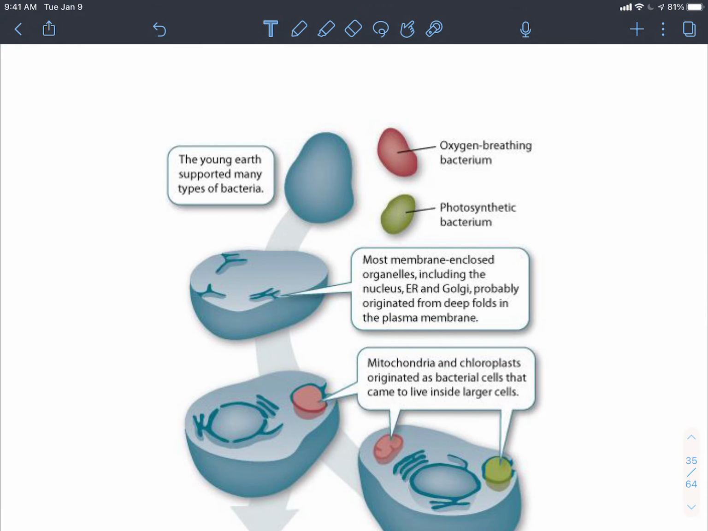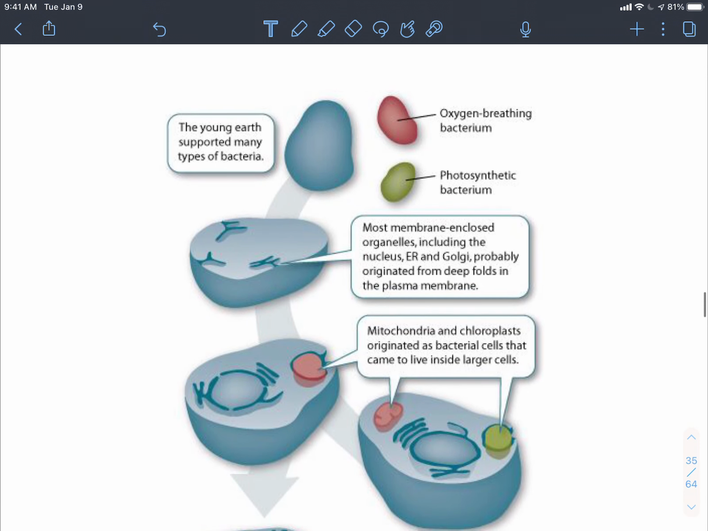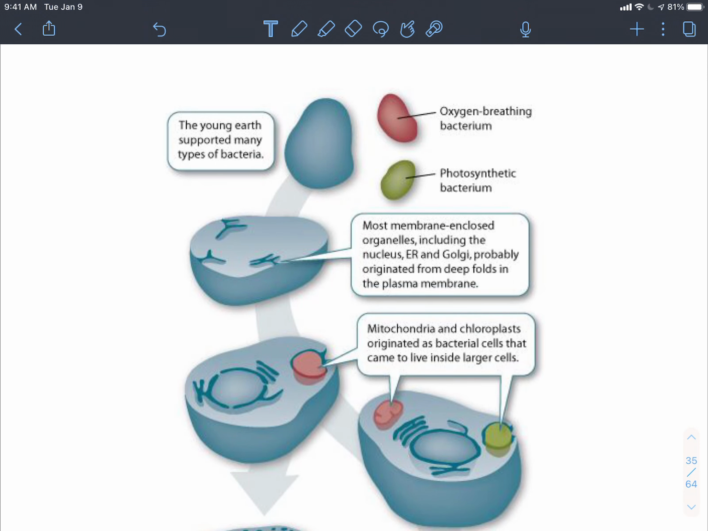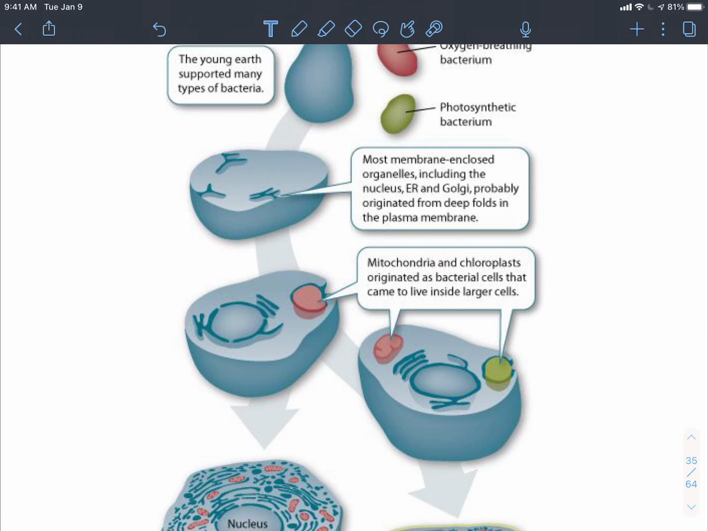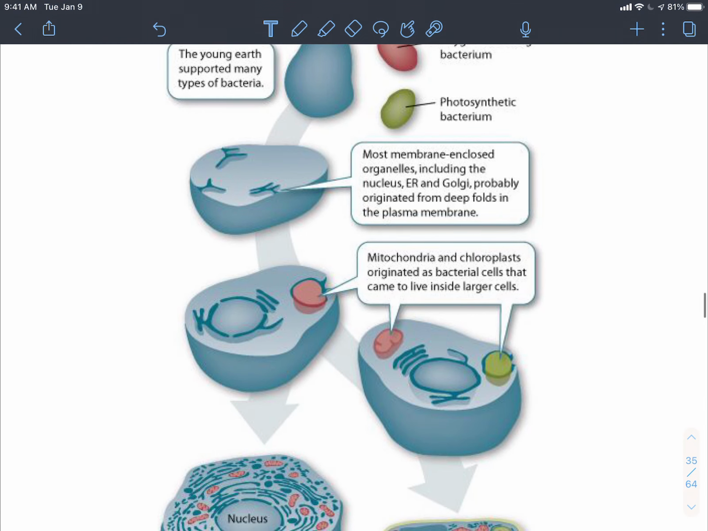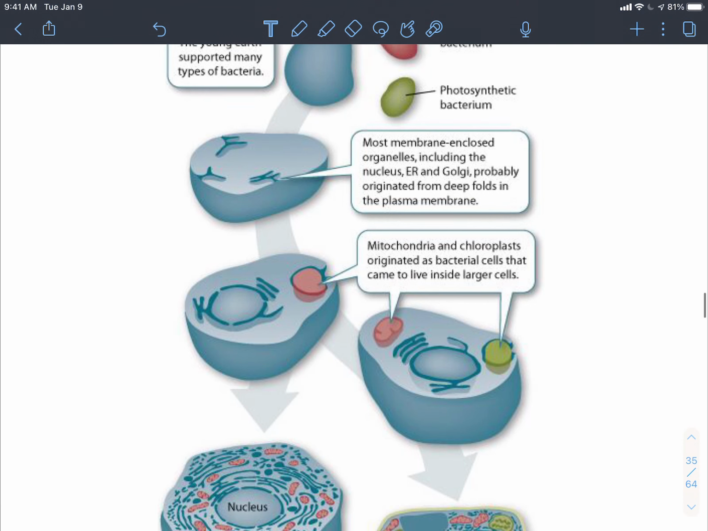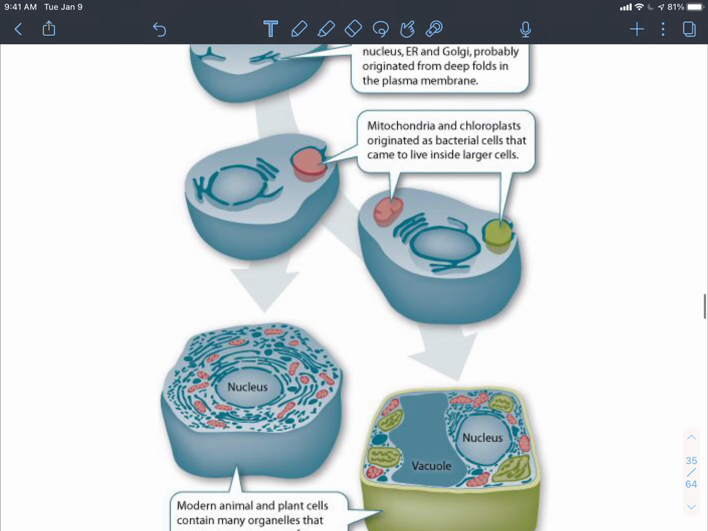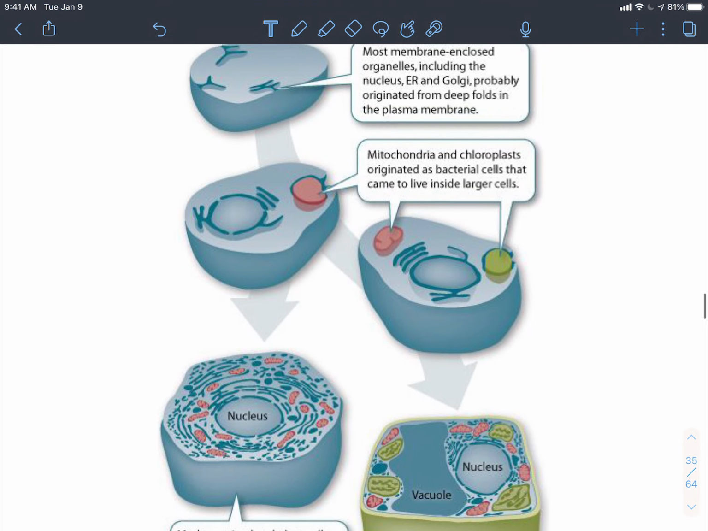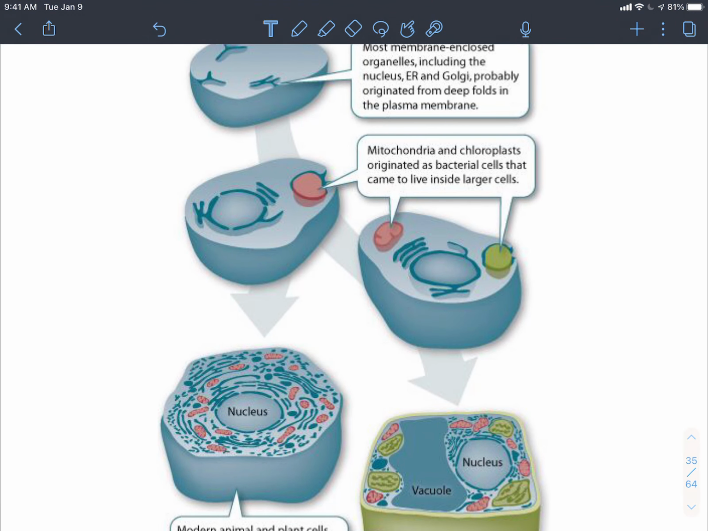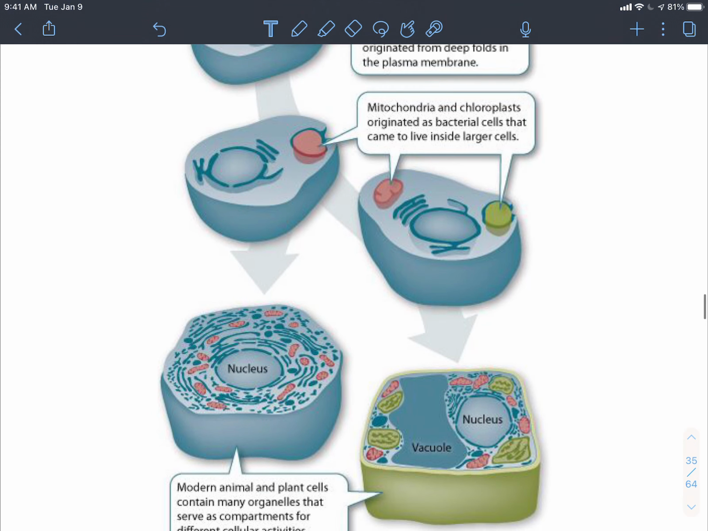So here's an example of what this might look like. You have a young Earth prokaryote. We have one that breathes oxygen, one that breathes bacteria. You get membrane enclosed organelles that start to form as one of these prokaryotes, the larger one, starts to develop folds in its membrane. While these folds are developing, it also snatches up one of these smaller oxygen-breathing bacterium. Those bacterium become smaller and more diverse and more distinct from their free-floating counterparts as the cell develops.